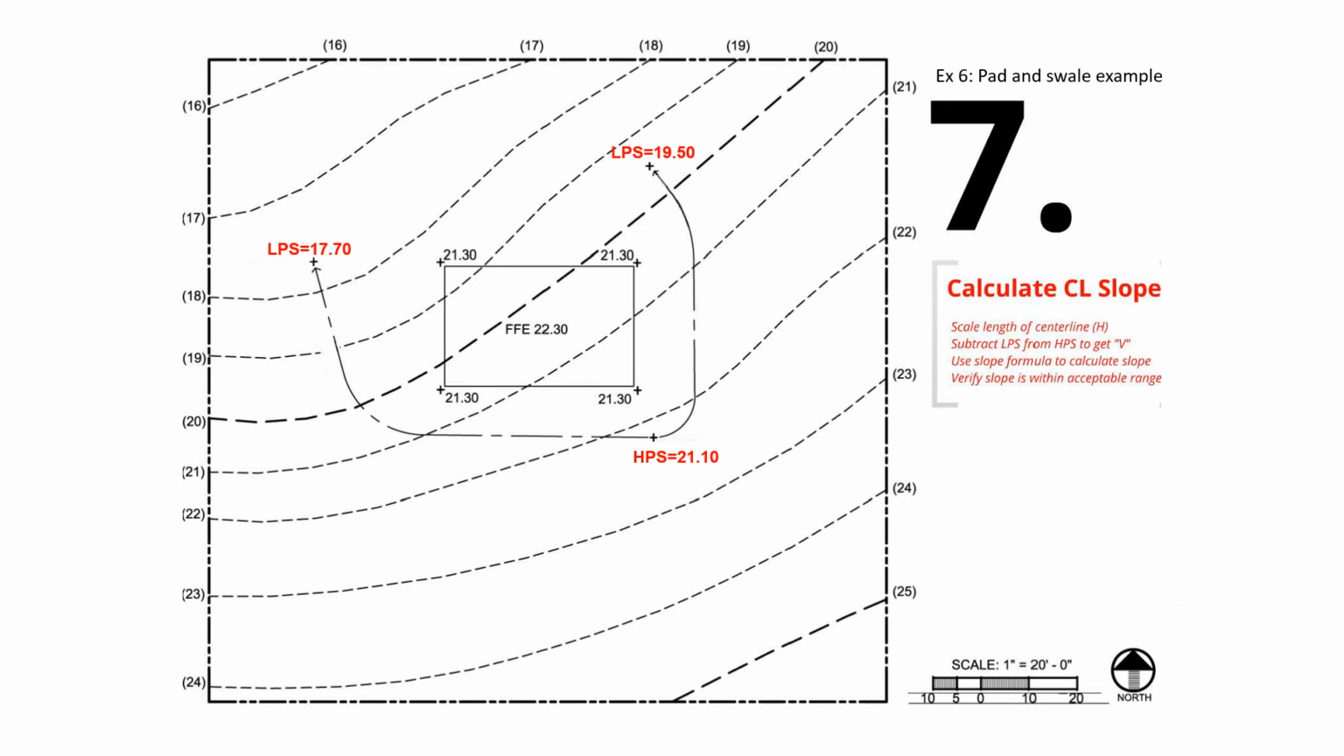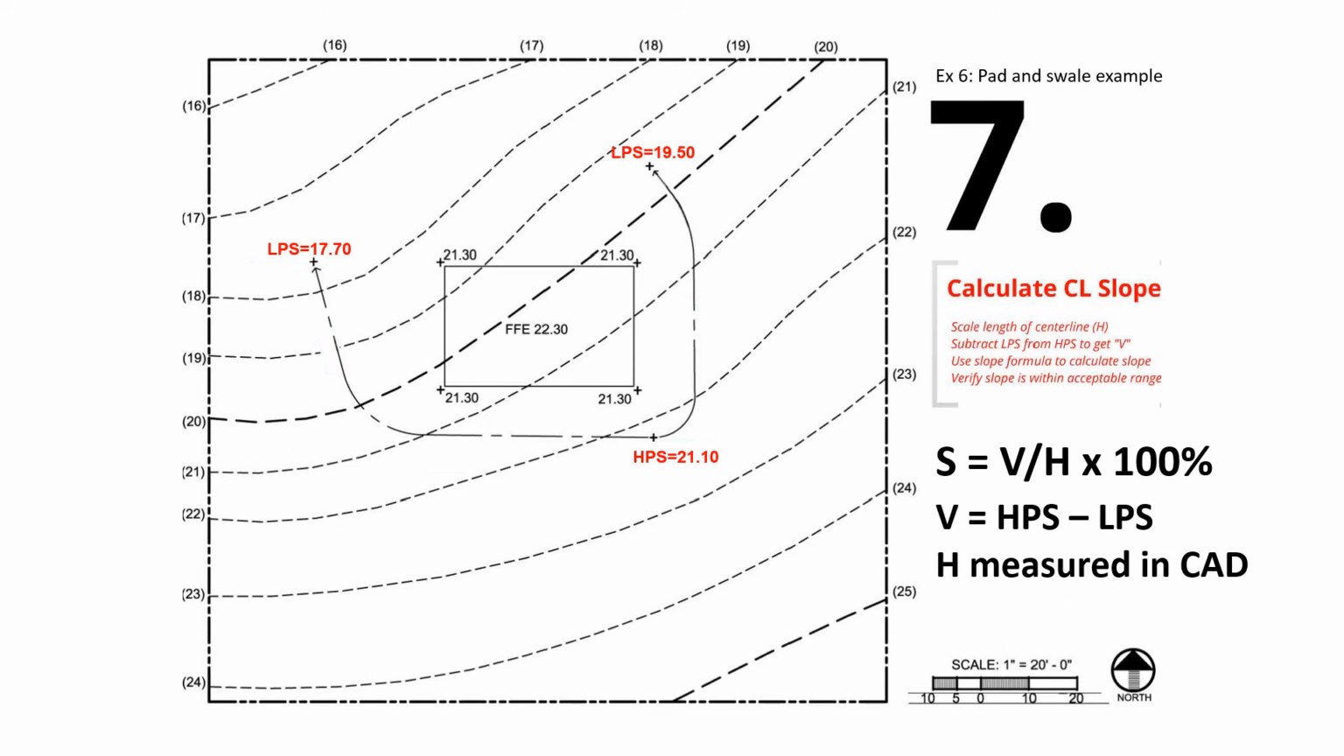Now that we have set the LPS elevations, our next step is to calculate the centerline slope. Since we're calculating slope, the equation to use is S equals V over H multiplied by 100%. Here we find V by calculating differences between HPS and each LPS, and we measure H directly in CAD. So in our example, H measures 95 feet on the west and 64 feet on the east.